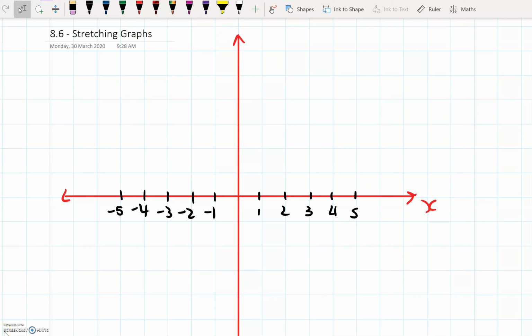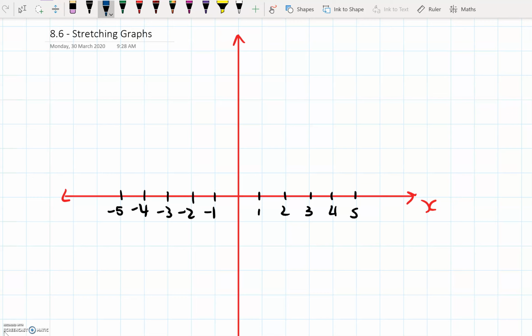Okay, what we're going to look at now is what we call stretching graphs. Now, I find stretching a little bit of a strange word to describe it, but that's fine, we're going to go with it. When we talk about stretching graphs, what that means is we're basically multiplying it by something. I'm going to start off with just a linear equation, so you can see what happens with a linear equation. Then we'll look a little more closely at a quadratic function.